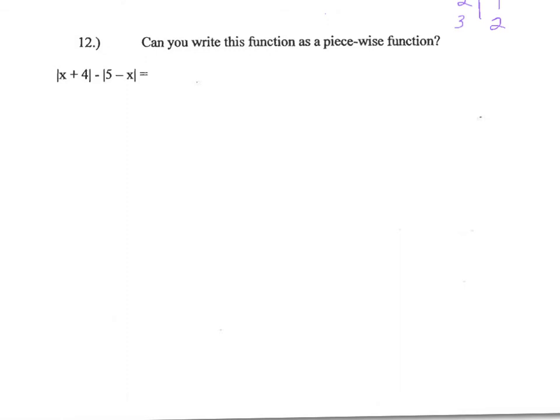Problem number 12 will be an extra credit type of problem on the quiz. So first, if I want to subtract the absolute value of x plus 4 minus the absolute value of 5 minus x, I need to write each one as a piecewise function. So I'm going to write x plus 4 as x plus 4 as long as x is greater than or equal to negative 4, since negative 4 is the key point, and negative x minus 4 as long as x is less than negative 4.